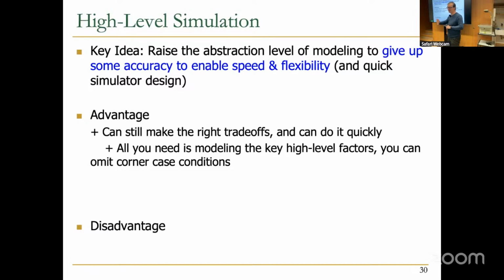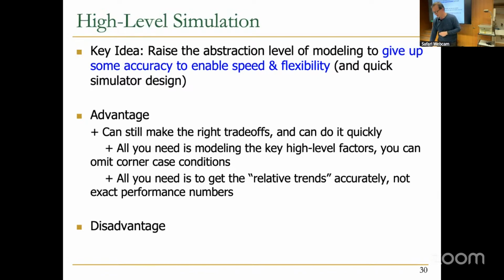What happens and what doesn't happen. As long as you make a good decision of that, you can get rid of a lot of things that are not needed to be modeled, at least initially, right? So all you need to get at this level with high-level simulation is to get the relative trends accurately. You don't need exact performance numbers. Maybe if I have idea A, idea B, I only care that A should be much better than B, right? As long as I get that right, maybe I make the right decision.